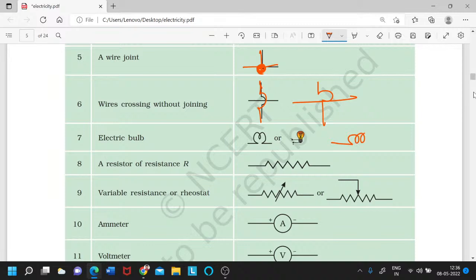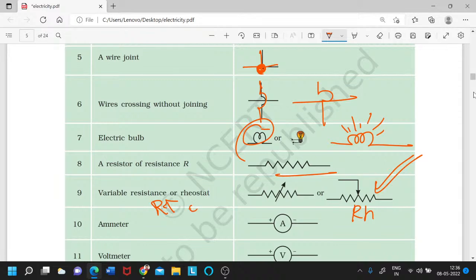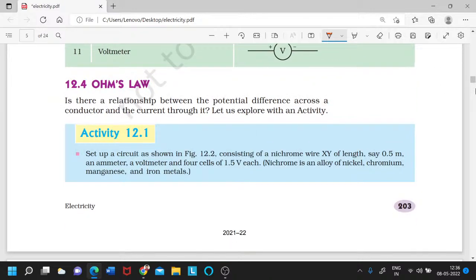One more thing you can do. This is also a bulb symbol. If the light is on, you can draw it like this. If off, you can simply give this diagram. Resistance. And what is this? We have big confusion with this. Rheostat. We can call the rheostat a variable resistance or a voltage controller. Next, the ammeter is used to find the current. The voltmeter is used to find the voltage. Now I am going to do the third problem.